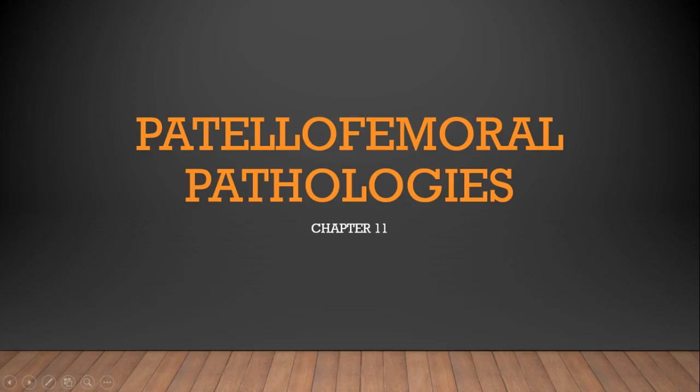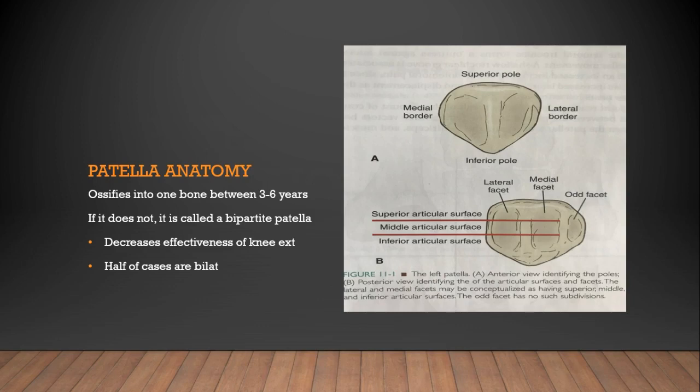This is Chapter 11, Patellofemoral Pathologies. The patella is a sesamoid bone that sits at the distal end of the femur. Anteriorly, we use the edges of the patella in the four cardinal directions: superior, inferior, medial, and lateral. It is divided into three facets on the posterior side: lateral, medial, and the odd.